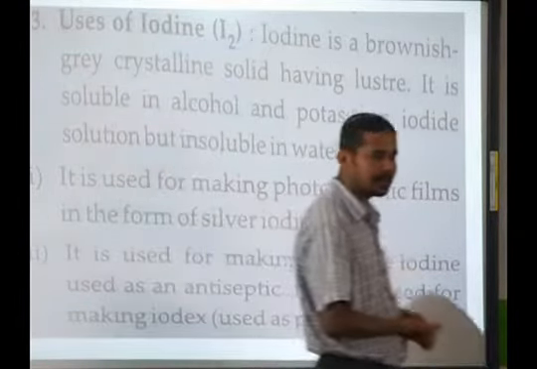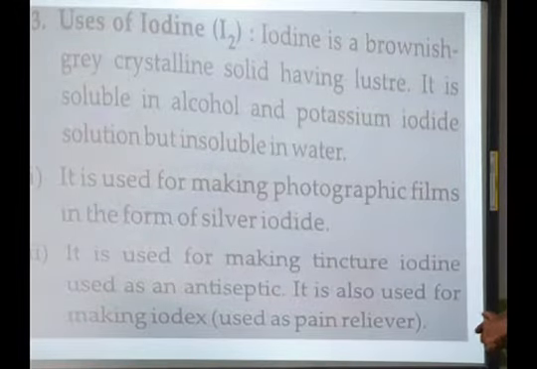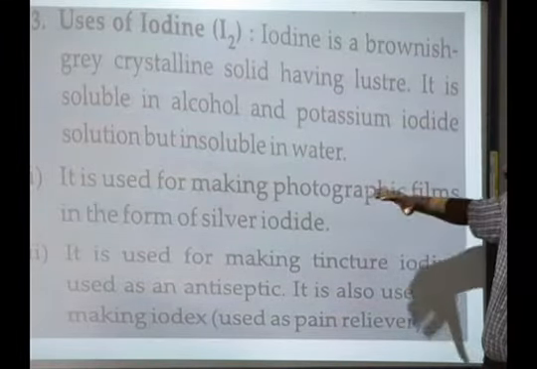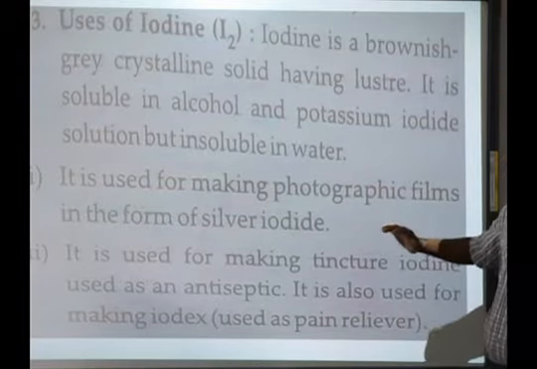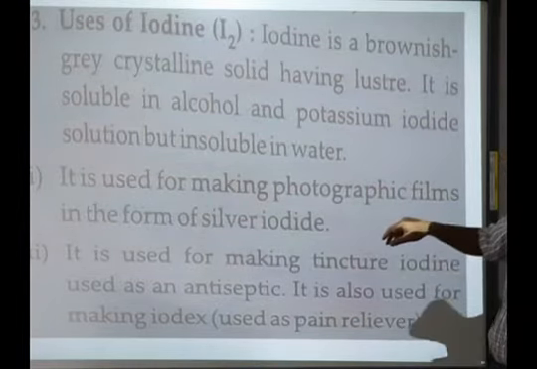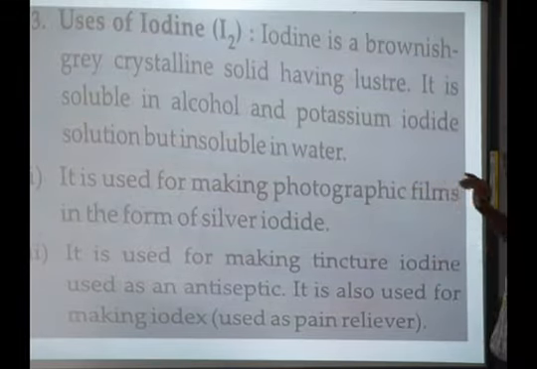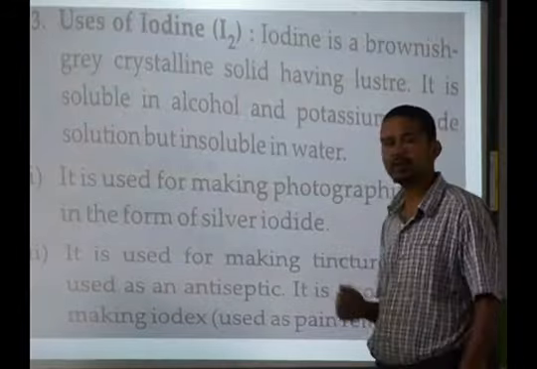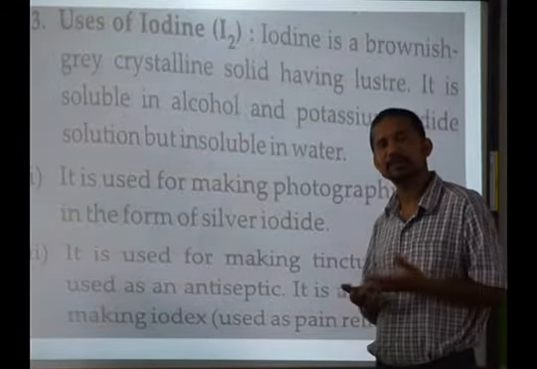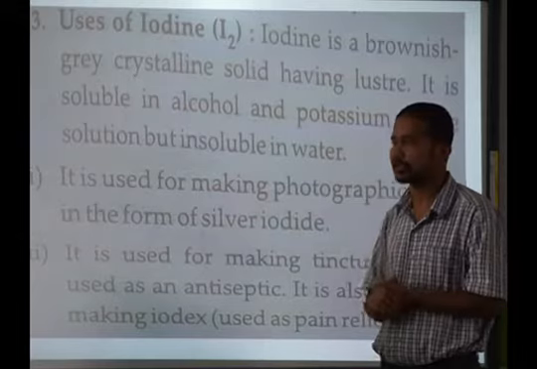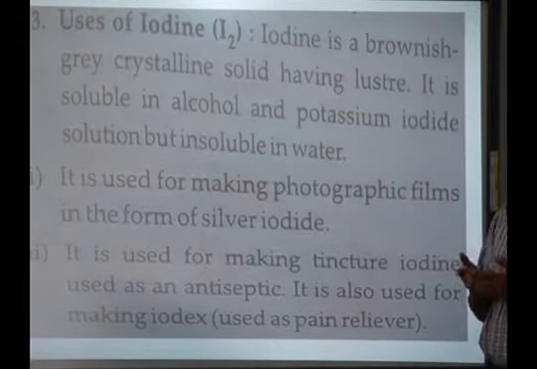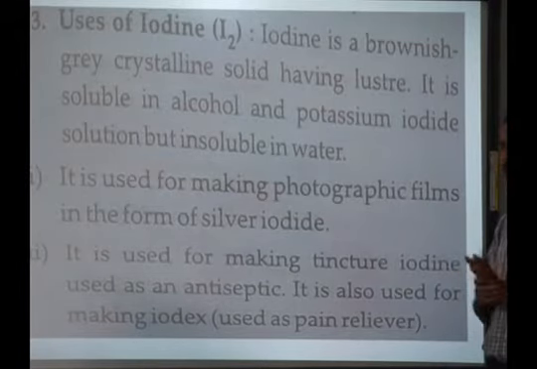It is used for making photographic films, in the form of silver iodide. Previously, for making these photographic films, iodine was used in the form of silver iodide. Silver iodide is used for taking out the photographic image on the film. But nowadays we do not use this for taking photos.